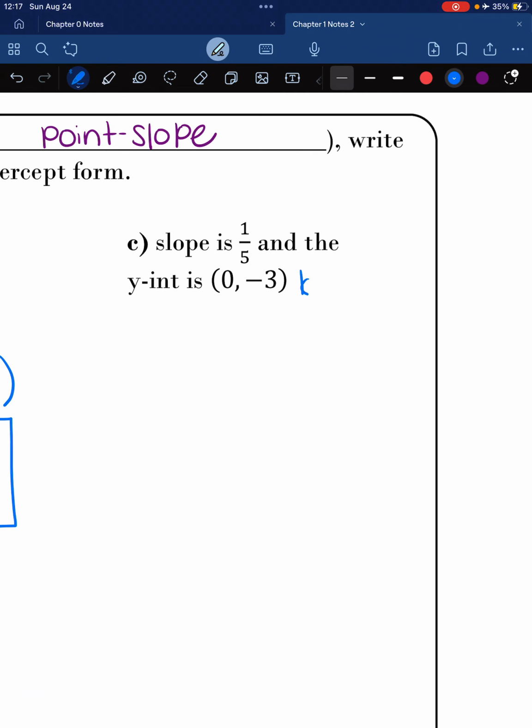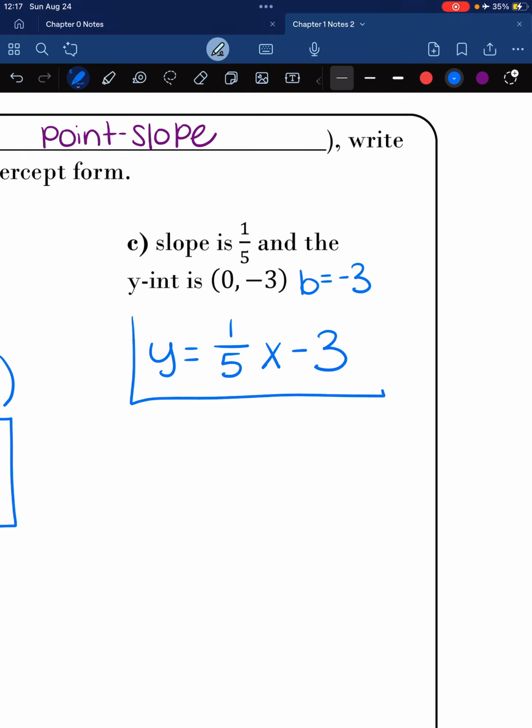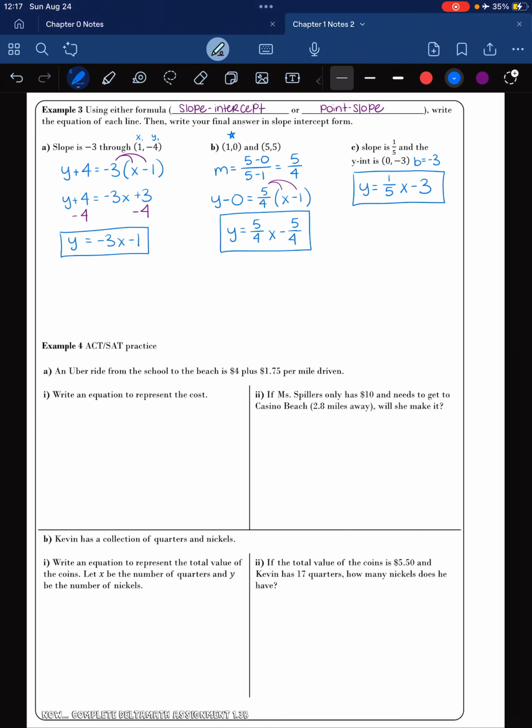And C, yay, we have the y-intercept, which means we can just go straight to slope-intercept form. y equals mx plus b. And instead of plus negative 3, I'm just going to write minus 3. Nice and easy for that one.